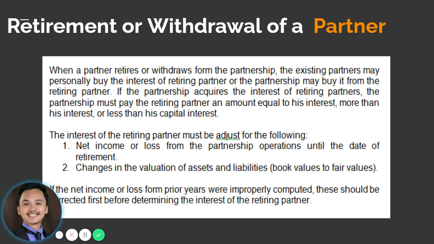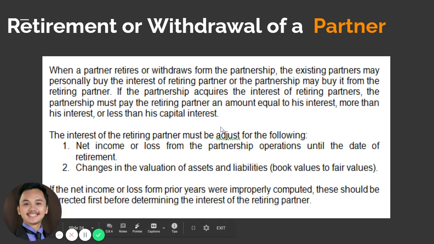Another activity that would dissolve the partnership is the retirement or withdrawal of a partner. When a partner retires or withdraws from the partnership, the existing partners may personally buy the interest of the retiring partner, or the partnership may buy it from the retiring partner. If the partnership acquires the interest of the retiring partner, the partnership must pay the retiring partner an amount equal to his interest, more than his interest, or less than his capital interest. So again, if someone retires, the retiring partner is paid. For example, if his capital is 100,000, 100,000 can be paid equally to the retiring partner, or the payment can be more than or less than 100,000.